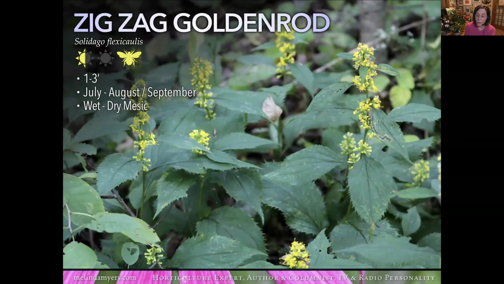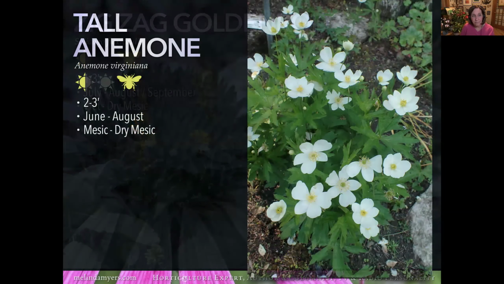Zigzag goldenrod. So both the goldenrods that we've talked about can be a little aggressive. So you want to keep an eye on them, either by removing the faded flowers to reduce the seeds. And that way, you don't have that problem with so many seedlings forming. This is a summer into fall bloomer. Again, great for those late season pollinators. A little bit tall, nice and vertical. And the stems, the flowers, if you look at the flowers, are kind of zigzag on that stem. And that's what gave it that common name, zigzag goldenrod.